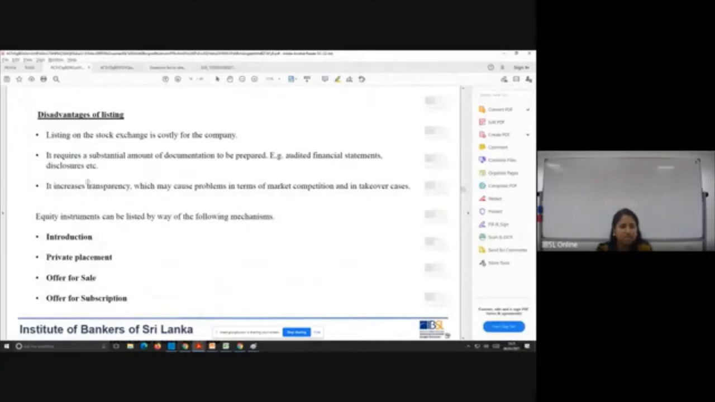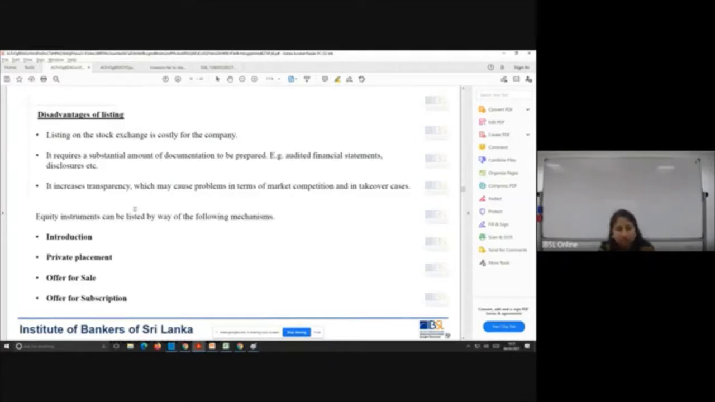Then you have increased transparency, which is a good advantage, sure. To whom? To the investor. But to a predator company, is it a good thing? To the predator company, it's a good thing. But that particular company which is making the announcement will become more vulnerable. The predator company is aware of what's happening inside this company.